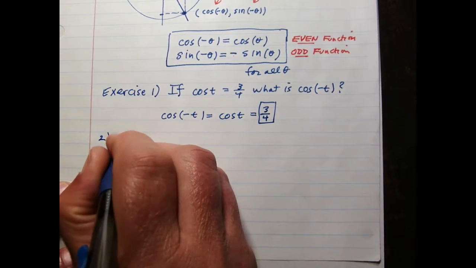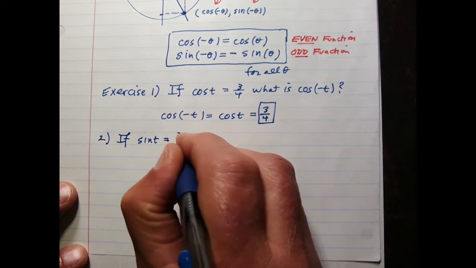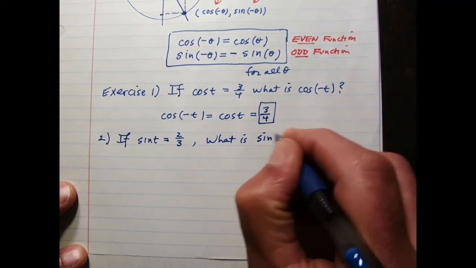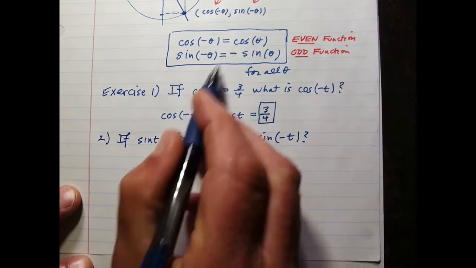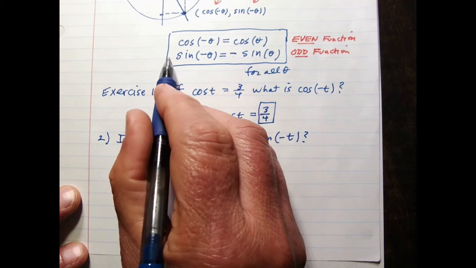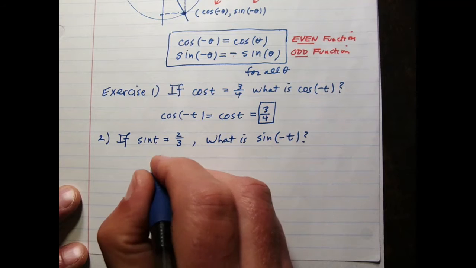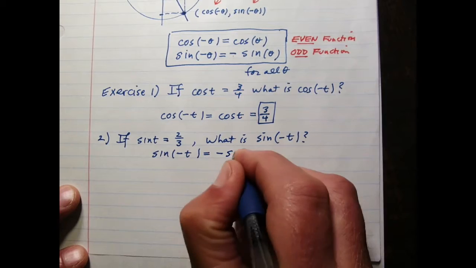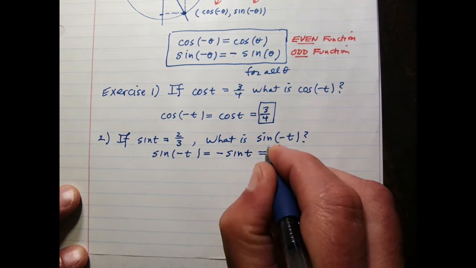Number 2, if sine of some angle t is 2/3, what is sine of minus t? Okay. Well, again, you just have to know how this property works. Now you can put the minus sign on either side, by the way. We could have put minus sine of this as that, or this is minus sine of that. It comes out the same. So sine of minus t is minus sine of t from our property, which is negative 2/3.